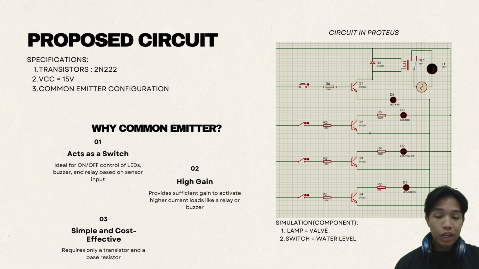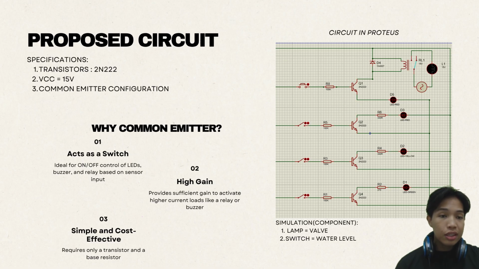Why we choose common emitter? First of all, it acts as a switch, ideal for on and off control of LEDs, buzzer and relay based on sensor input. Second, it is high gain, providing sufficient gain to activate higher current loads like the relay or buzzer. And the third one is simple and cost effective. It only requires a transistor and base resistor.